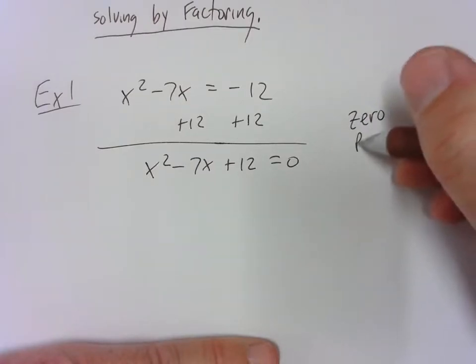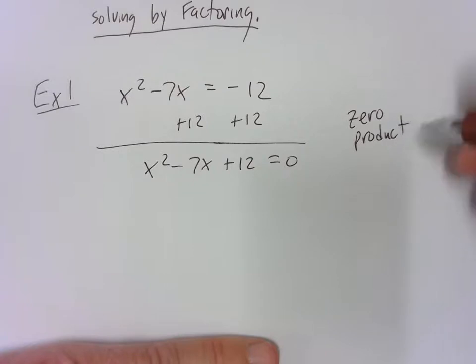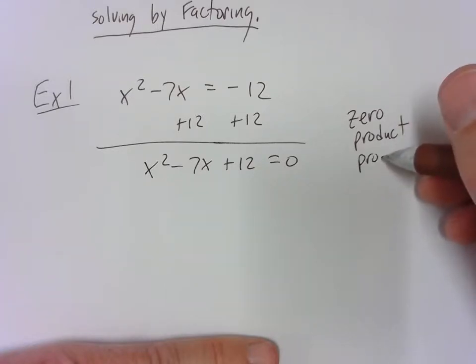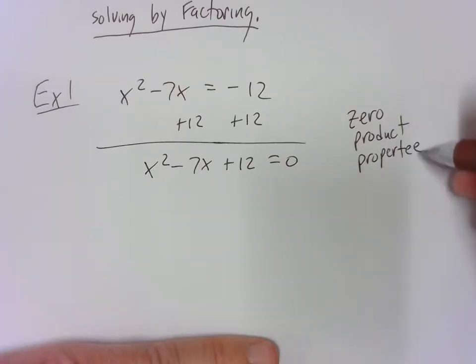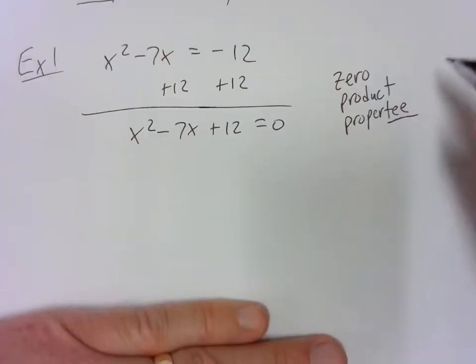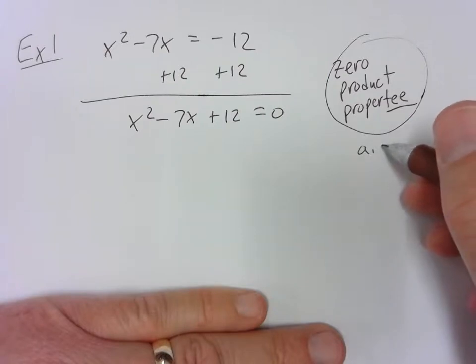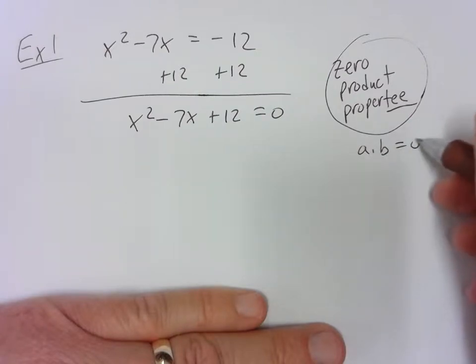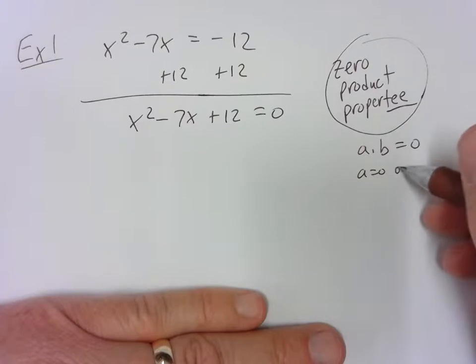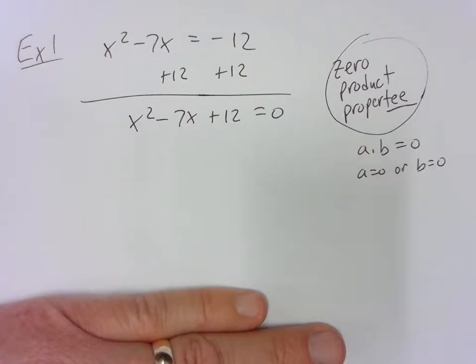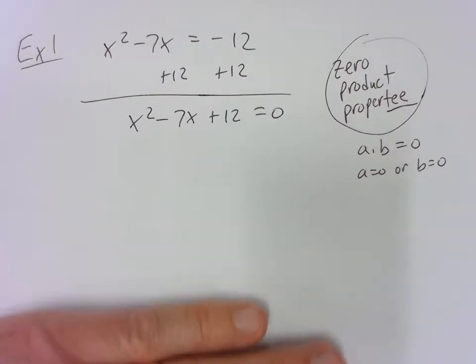Zero product property, and I misspelled it on purpose. Zero product property says that if you have A times B equals 0, then A could equal 0, or B could equal 0. And you can actually apply this to A times B times C. You can have multiple things multiplied together, set equal to 0. Then if any of the individual ones are 0, then the whole thing is 0, because 0 times anything is 0.